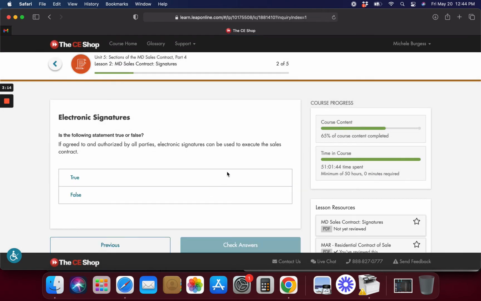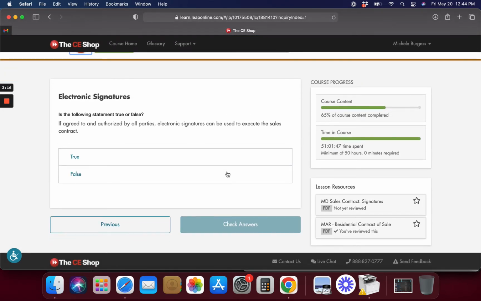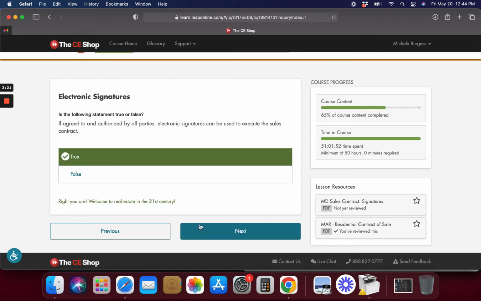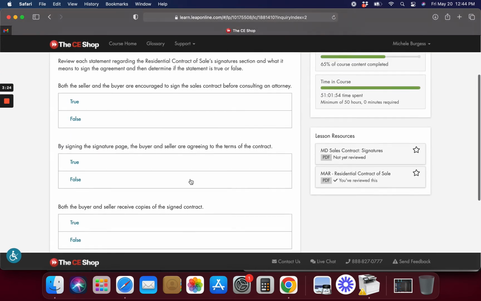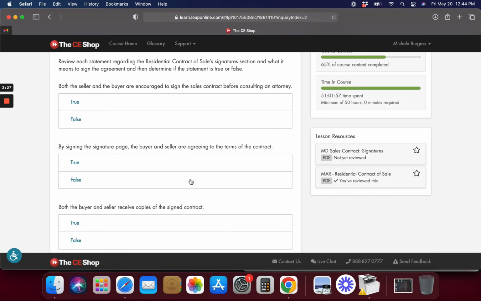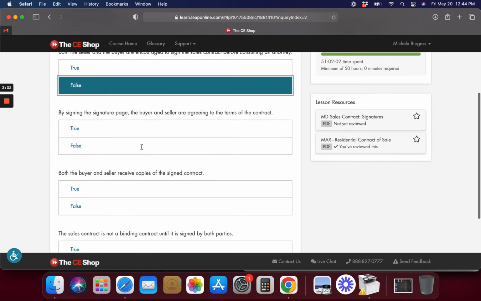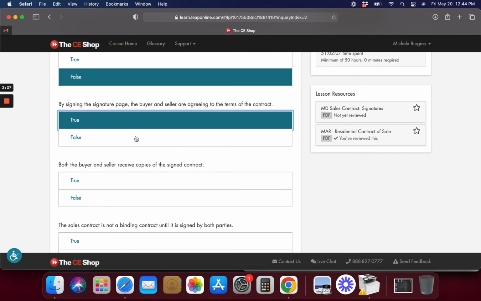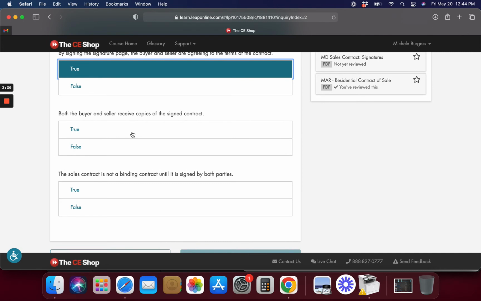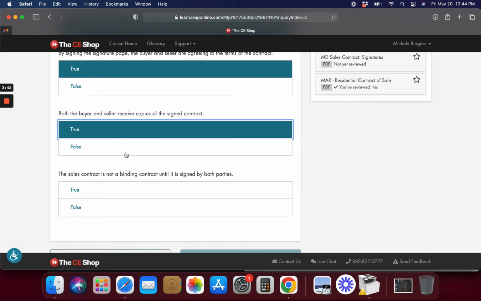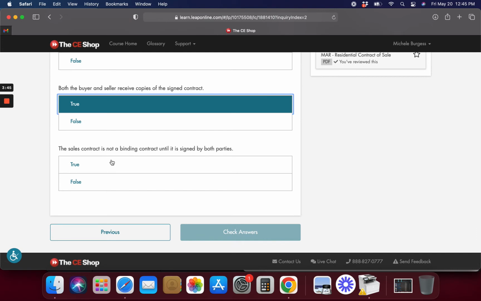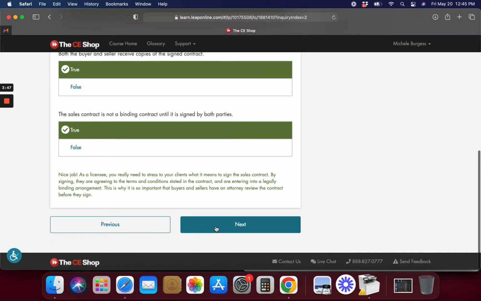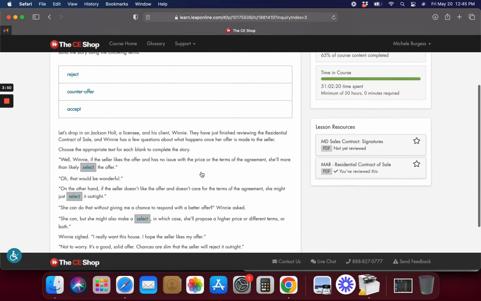All right. If agreed to and authorized by all parties, electronic signatures can be used to execute the sales contract. Very true. Welcome to the 21st century, thank God. Both the seller and buyer are encouraged to sign the sales contract before consulting. No, false. You want to do that before you sign it. By signing the signature page, the buyer and seller agree to the terms. Both the buyer and seller receive copies of the signed contract. The sales contract is not binding until it is signed by both parties. Yes.